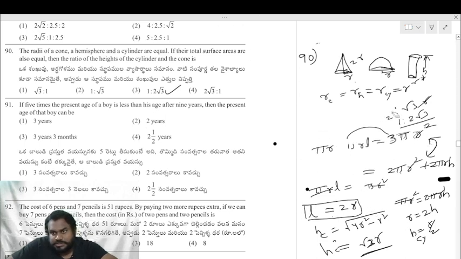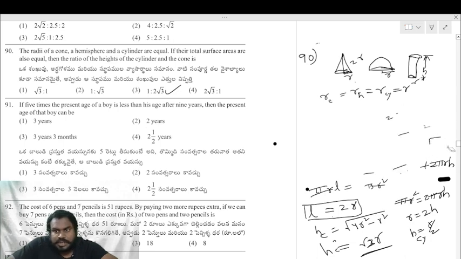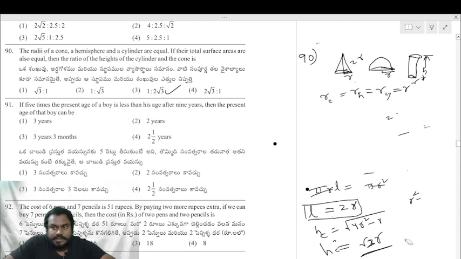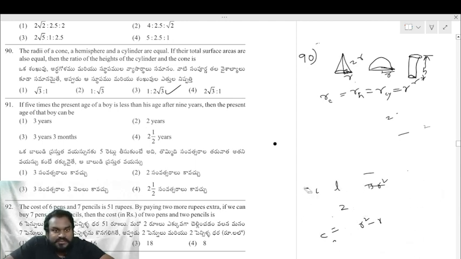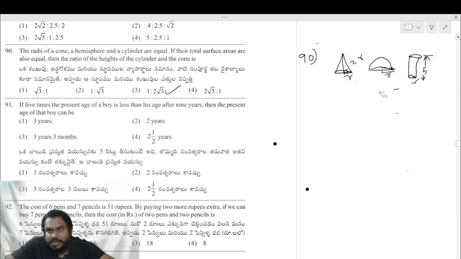Next question, 91. If 5 times the present age of a boy is less than his age after 9 years.